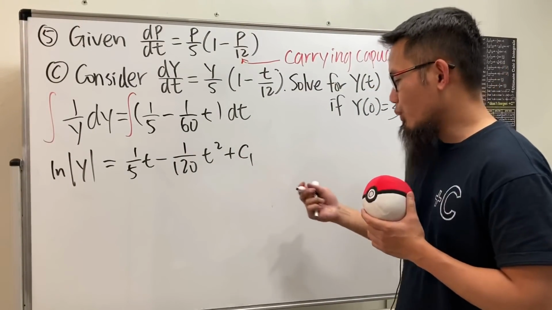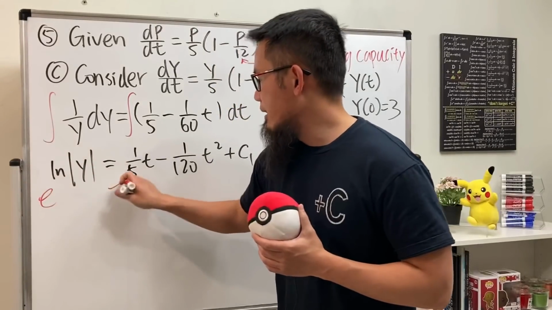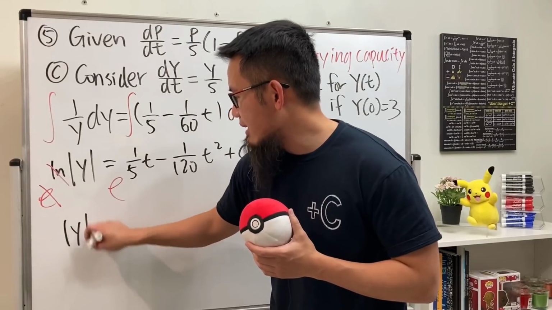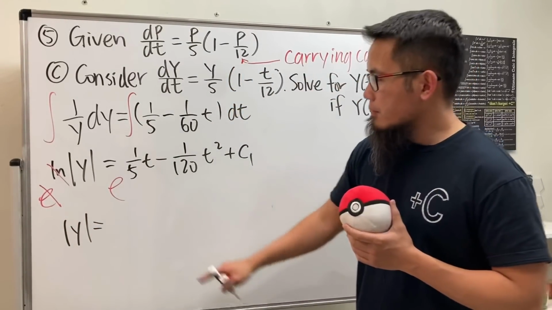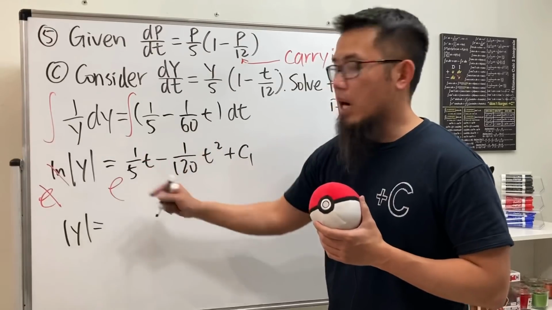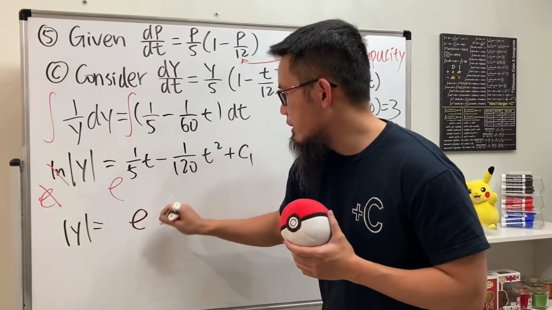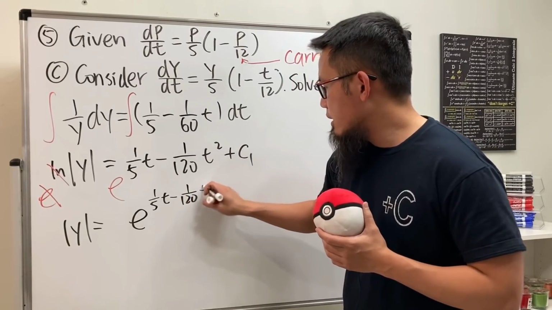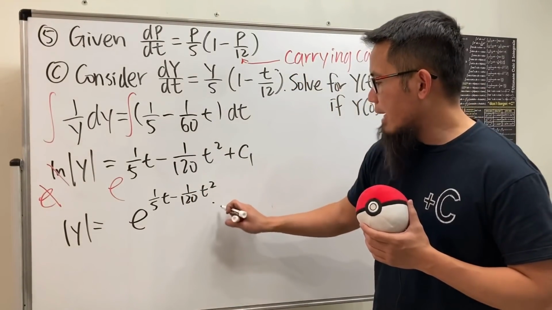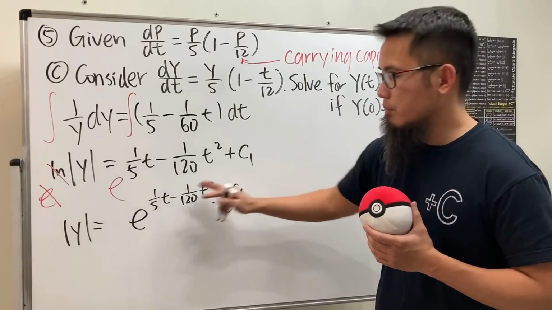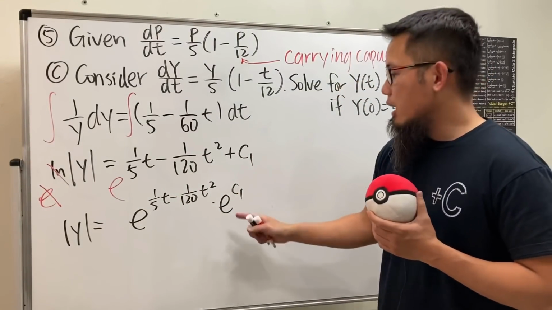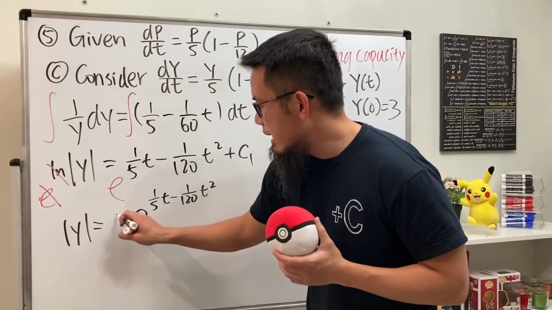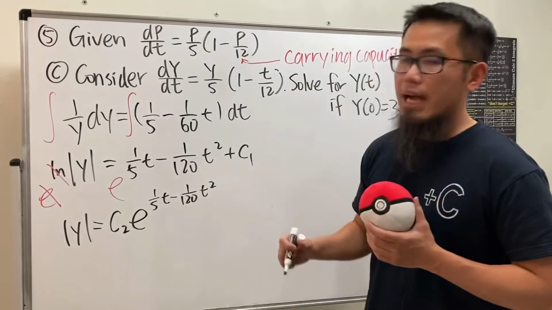And then now let's just do the work. E to that power and e to that power. So you see that this and that cancel, and we get the absolute value of y that's equal to, well, e to this function part, I will just keep it as it is, which is e to the 1 over 5t minus 1 over 20t squared. And then we multiply by e to the c1 right here, right? Because of the rule of exponents. But e to the c1 is the same as just a constant, so I'm just going to write that in front, and I'm going to label that as c2, like that.